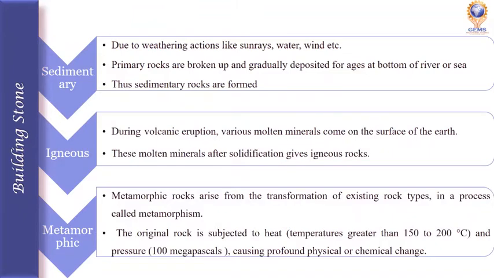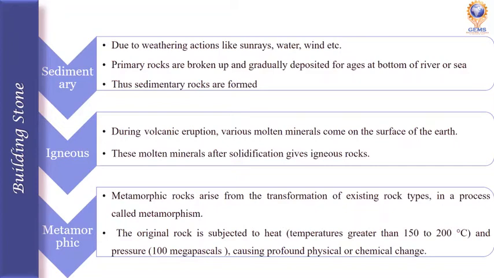Let's start with the sedimentary rocks. The sedimentary rock is one of the three main rock groups along with igneous and metamorphic rock. Sedimentary rock covers 75% of the earth's surface. Sedimentary rocks are formed due to the action of weathering. During weathering, the primary rocks are broken up and gradually deposited for ages at the bottom of rivers or seas. Chalk, limestone, sandstone, clay, and shale are general examples of sedimentary rocks.